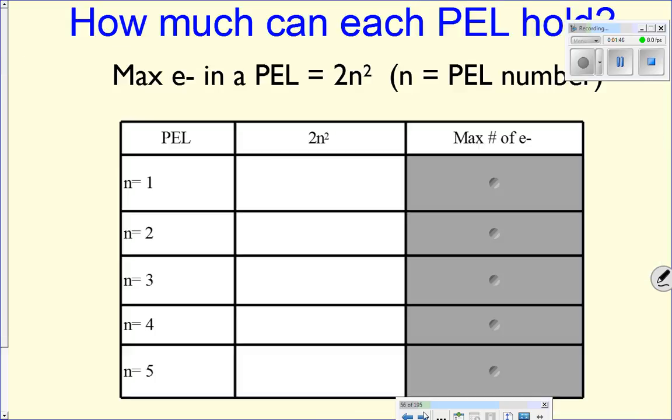How many electrons can each PEL hold? Now, I'm going to show you actually a calculation for this. It's not something that you need to memorize. You can figure this out from the periodic table. Your first PEL, if we follow this little formula that tells us our maximum number of electrons, 1 squared times 2 gives us 2. If you look at your periodic table, the first PEL always has 2 electrons in it.